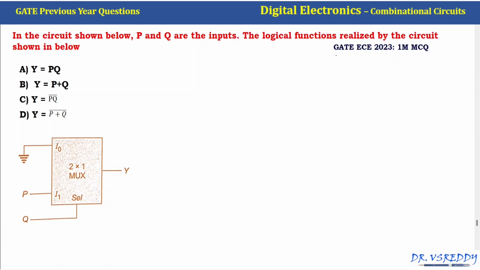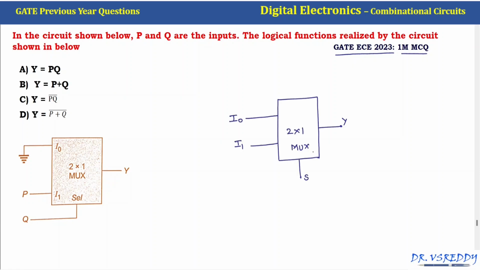This question was asked in GATE ECE 2023, 1 mark MCQ. In the circuit shown below, P and Q are the inputs. What is the logical function realized by the circuit? They provided a 2:1 mux with two inputs I0 and I1. Let us consider a 2:1 mux having two inputs I0 and I1 and one selection line.